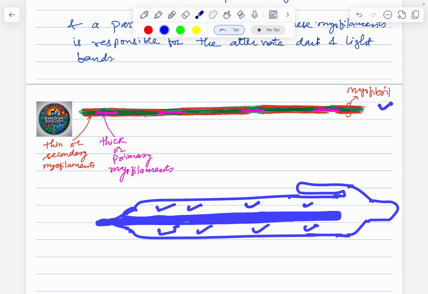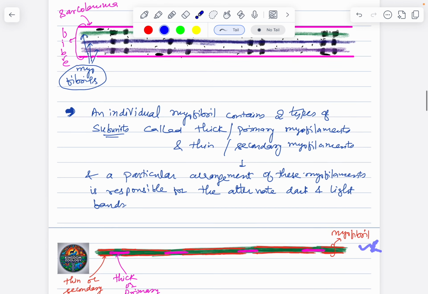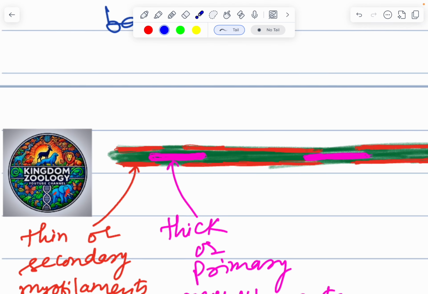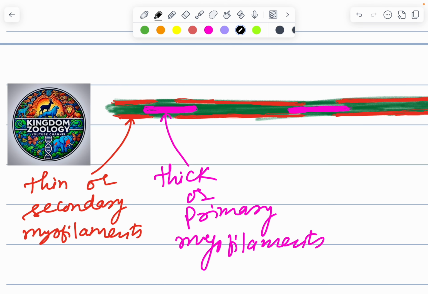You observe your myofibril against a source of light, you'll be able to notice that the places where protein density is high, the light absorbance at those places will be high. The places where protein density is lesser, the light absorbance will be lesser. And the places where light absorbance is lesser, they'll appear lighter. Places where light absorbance is more, they'll appear darker. Now let's compare the two structures here. If we see this portion now, just observe it carefully.